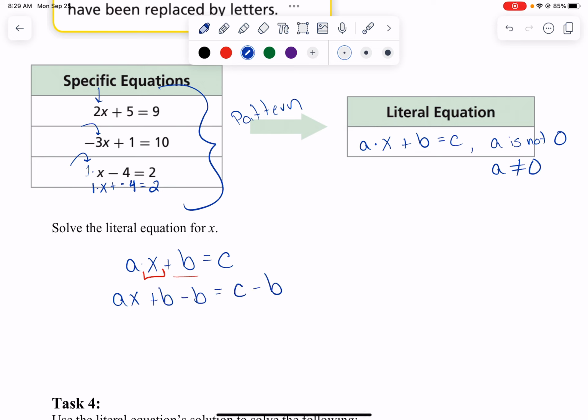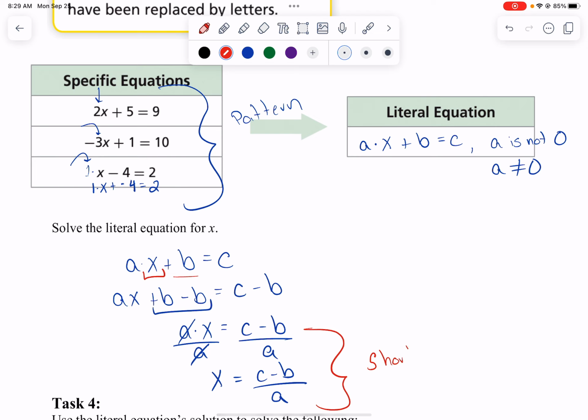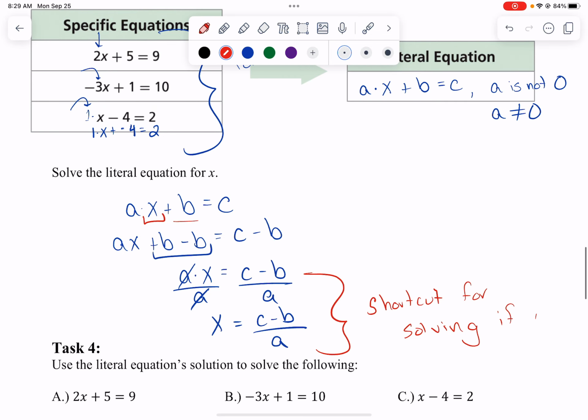There's going to be a lot of crazy variables, but we're all right. C minus b. So this is 0. So then I have a times x equals c minus b. To get rid of the multiply by a, I divide both sides by a. Again, don't ever lose sight of what we're solving for. We're solving for x. So x equals c minus b divided by a. Basically, this gives me a shortcut for solving if it fits the pattern. Okay. So again, this is our pattern.